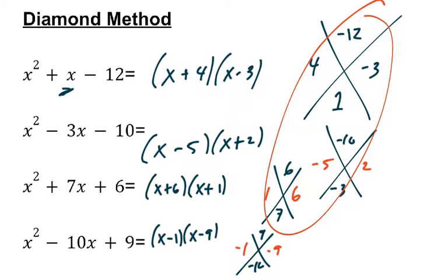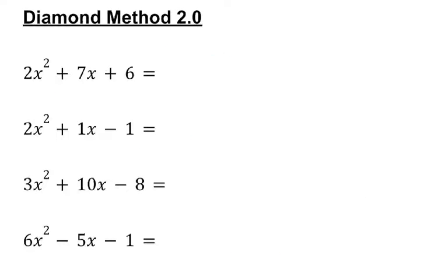All right. On to the next exploration. Now, the diamond method 2.0. Everyone calls it differently. This is just the way I like to do it. What's different about this? Notice that every single polynomial or quadratic that I have here has something in front of the x squared. In this case, there's a 2, a 2, a 3, and a 6, right? There's all these different things. So when you have something like this, we can still use a diamond method. Again, some people do this so differently.